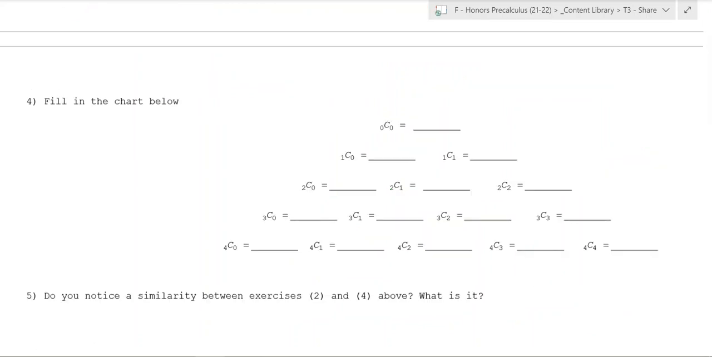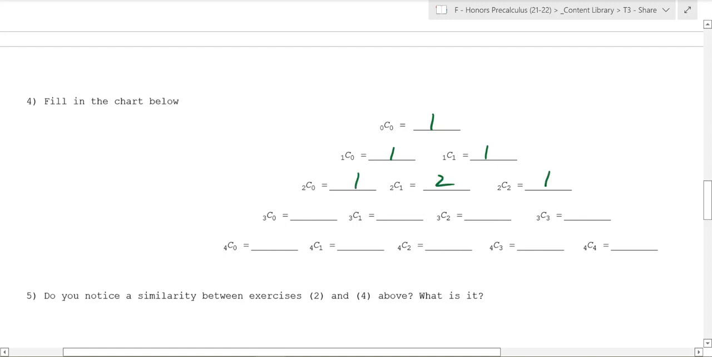There's a nice pattern here, and just to help you see it, you can start writing these things out. Like 0 choose 0 is 1. There's one way to choose 0 things from 0. When you fill the rest of these out, you end up with the rest of Pascal's triangle here, which is pretty cool. 1, 3, 3, 1, and then you get 1, 4, 6, 4, 1.